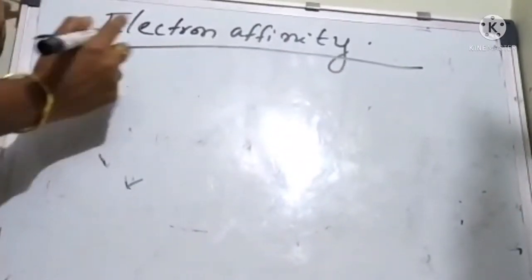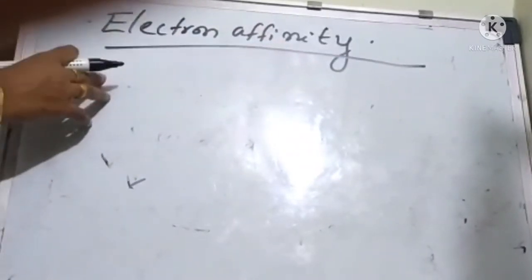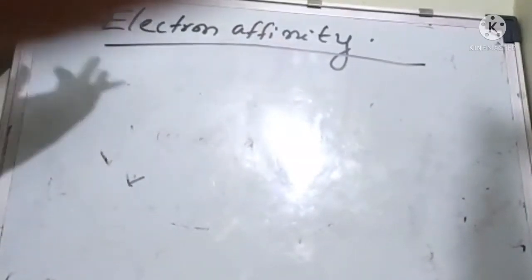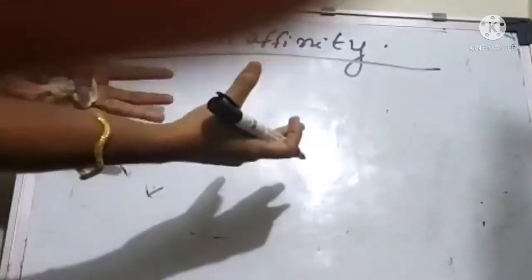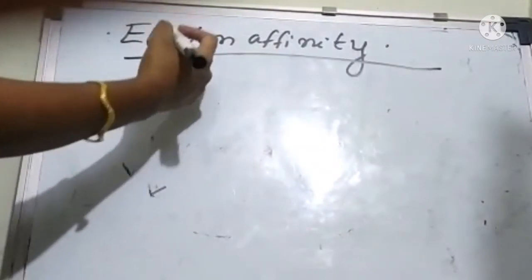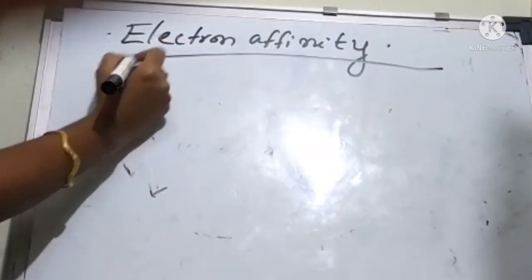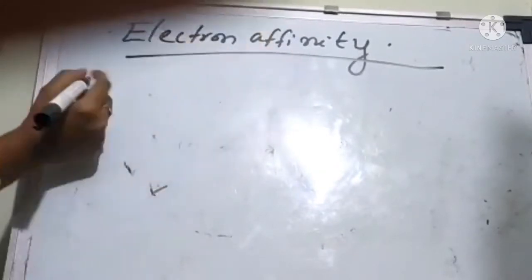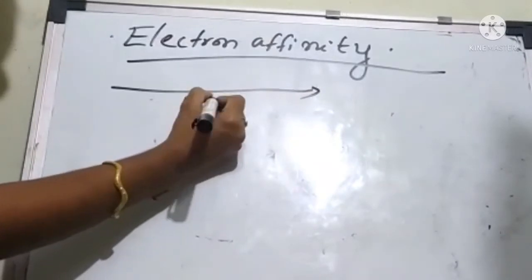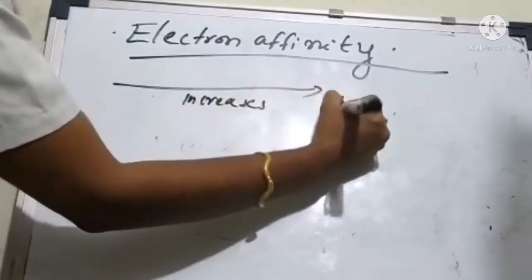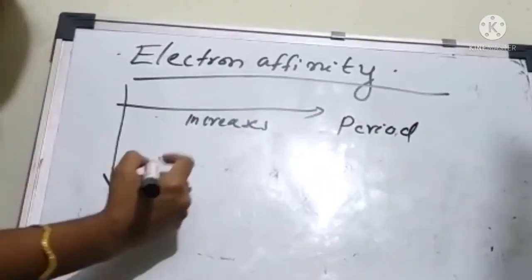Next is electron affinity of P block elements. What is electron affinity? It is the energy released when an electron is added to an isolated gaseous atom in its ground state. Electron affinity of P block elements increases along the period and decreases down the group.